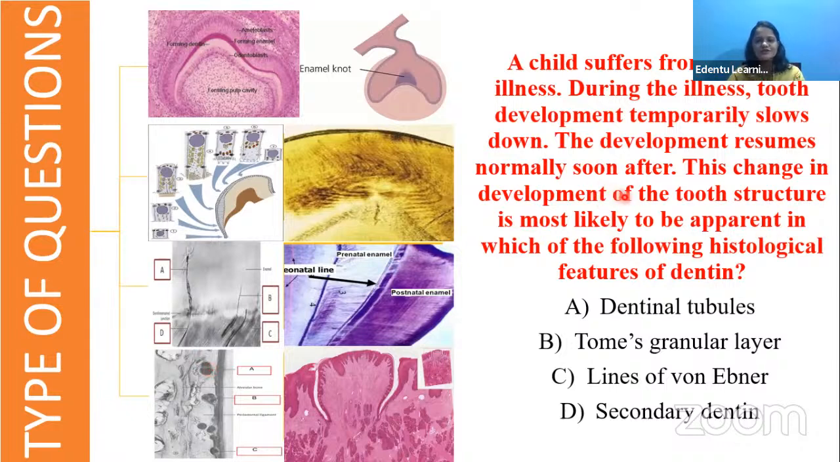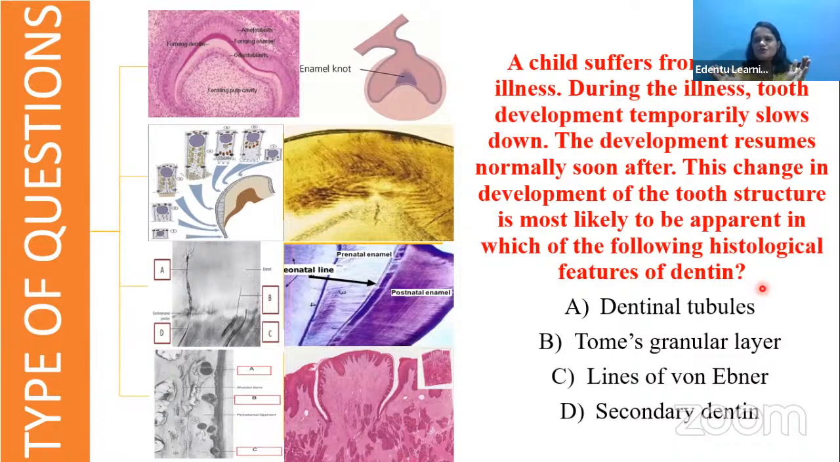Now, since I had already told you oral histology is a basic subject and like a lab subject, how can application based or clinical based questions be asked from these topics? This is a typical example. Here they are giving a child who suffers from a febrile illness. During the illness, the tooth development temporarily slows down. The development resumes normally soon after. This change in development of the tooth structure is most likely to be apparent in which of the following histological features of dentin?